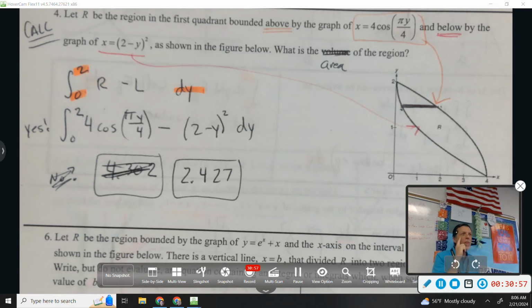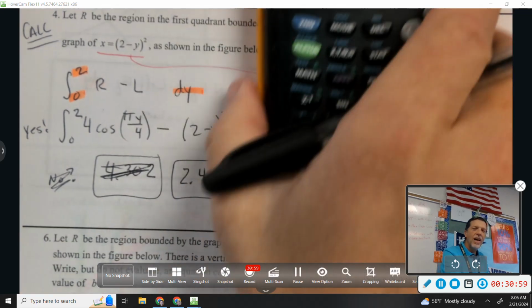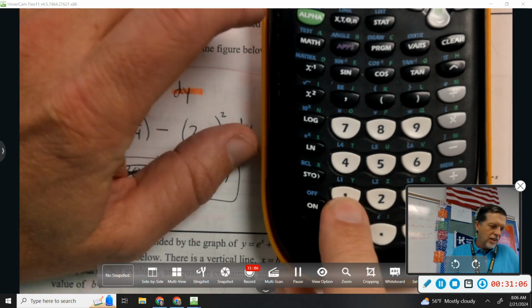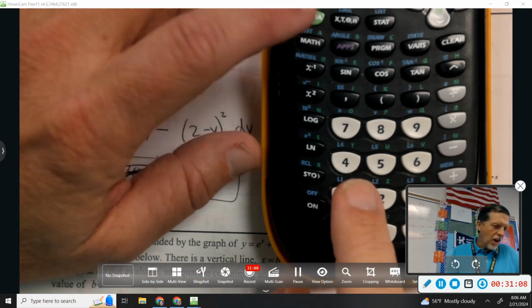Sorry, what's the Y button? Okay, Y button. Oh, I'm glad you asked that, because I'm going to answer your question and then I'm going to give you a cheat code. So the Y button is down here, bottom left. So alpha Y.